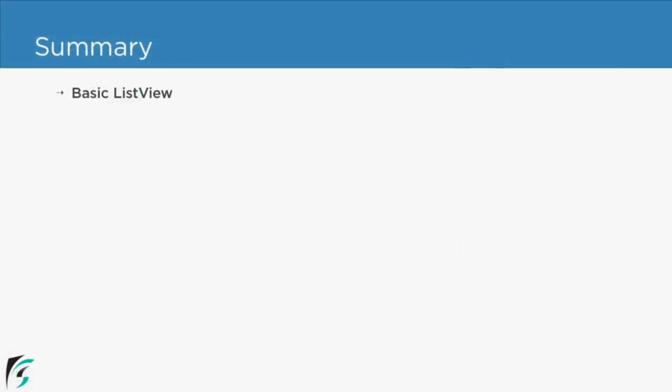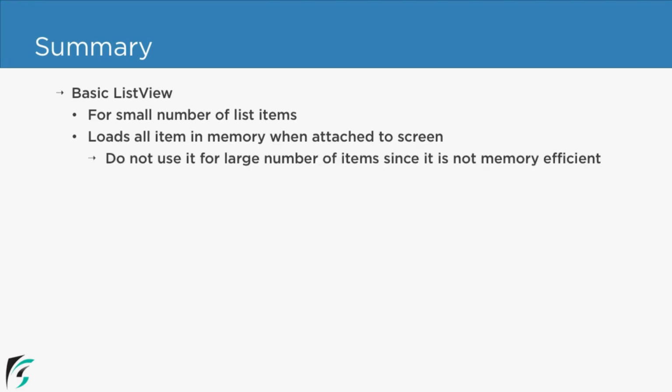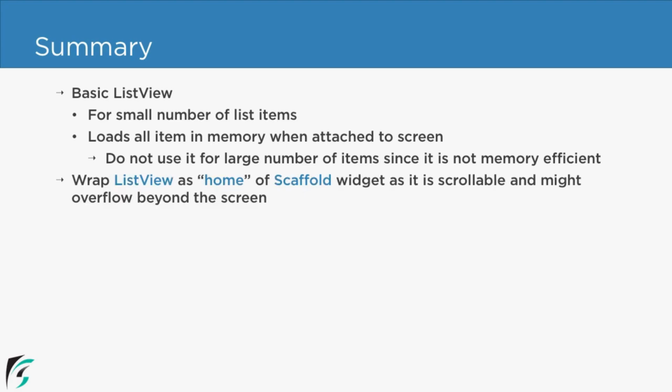Well, in this video we implemented the basic list view, which is meant for only small number of list items. Now this basic list view basically loads all the items in the memory when attached to the screen. So here we can say that never use basic list view for the larger number of items, since it is not memory efficient, which can affect your application performance. Now always wrap the list view as the home of the scaffold widget, because your list view is actually scrollable in nature, and there might be chance that it may overflow beyond the screen. Thus your application will throw the exception in the runtime.